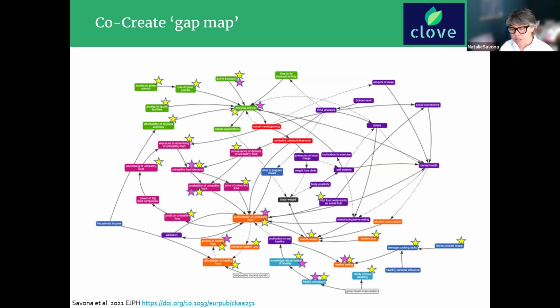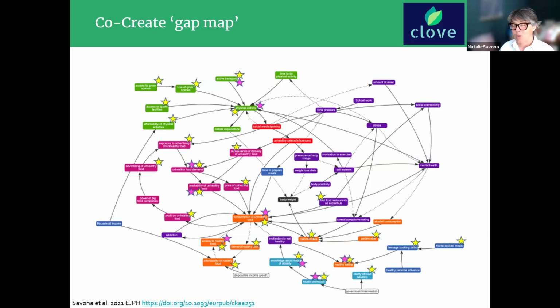So this is the same system map from Co-Create. And what we did was we plotted where colleagues who were doing different streams of the work had found evidence on obesity in relation to young people, and where there were policies related to obesity for young people. And where those are plotted, you can see yellow and pink stars on those factors.